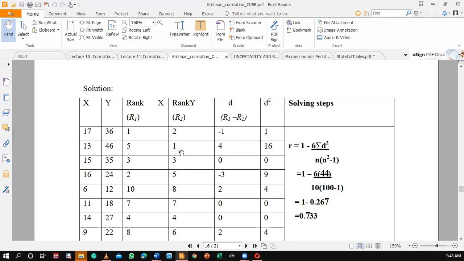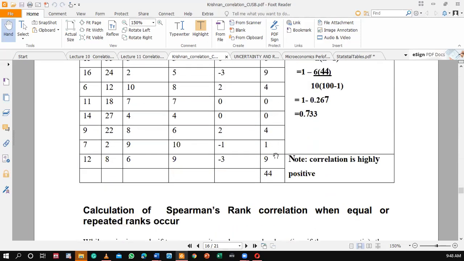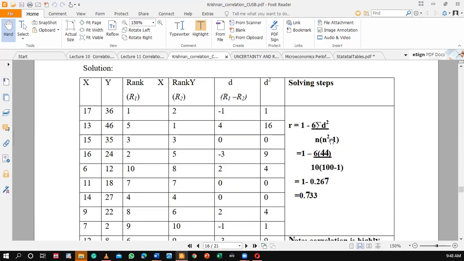So you do it for all the observations and square them. After squaring them, find the summation. So sum everything up and then you get 44. So come and put your 44 here. N is 10. So just go through the steps, and this is what you are getting.